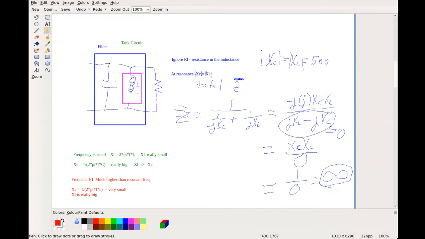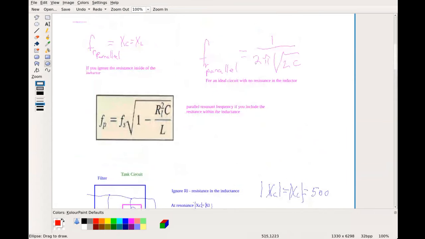It's really right here, right? Because you have X of C equal to X of L at some given frequency. And so remember, for an ideal parallel circuit, the resonant frequency is exactly the same as with the inductor.